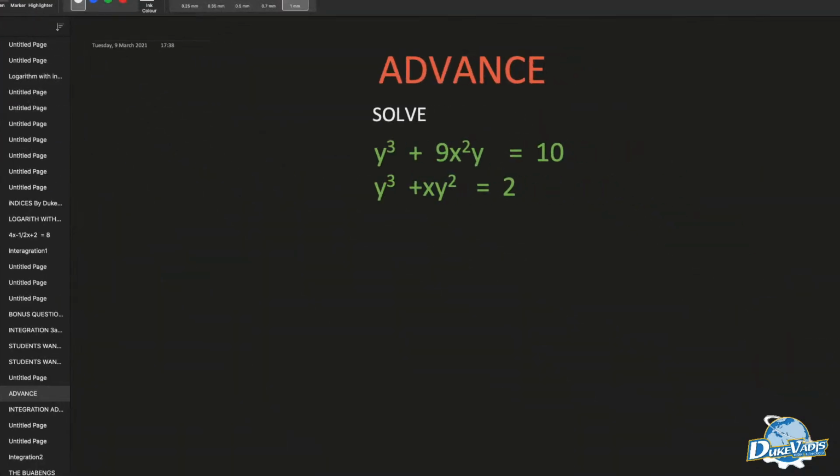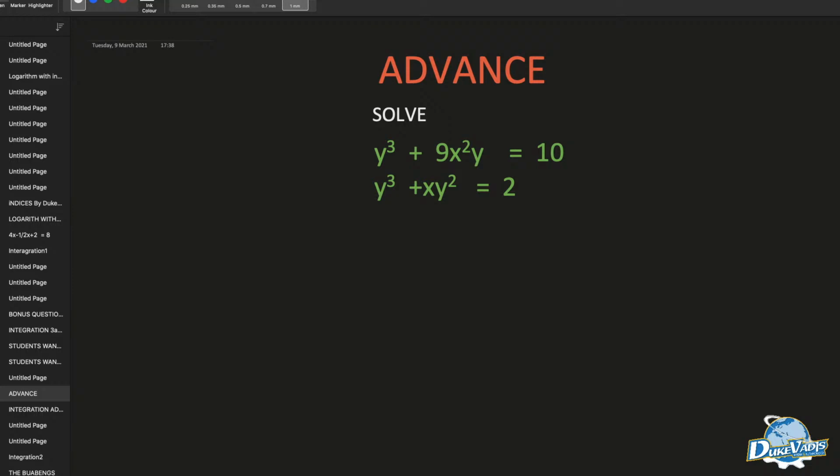Yeah, beautiful. The equations we see on the board are y cubed plus 9x squared y is equal to 10, and y cubed plus xy squared is equal to 2. These two equations we're supposed to solve for the values of x and y. It's just an ordinary simultaneous equation. So how do you go about it?